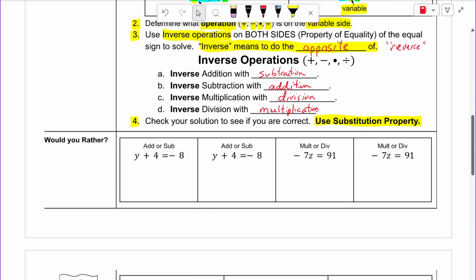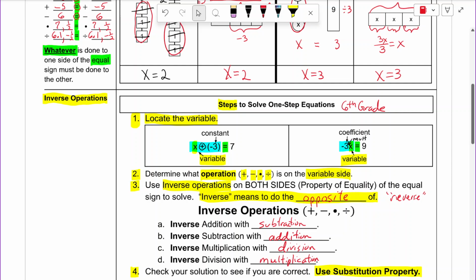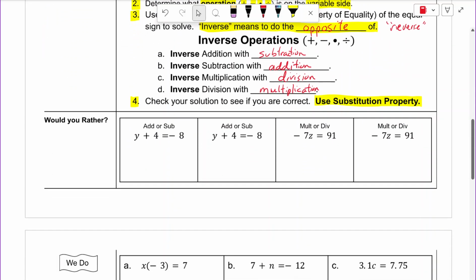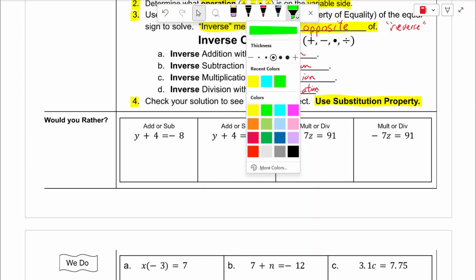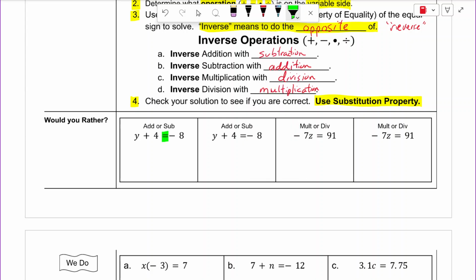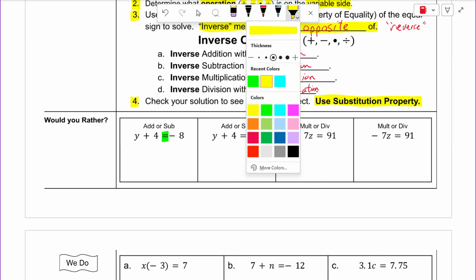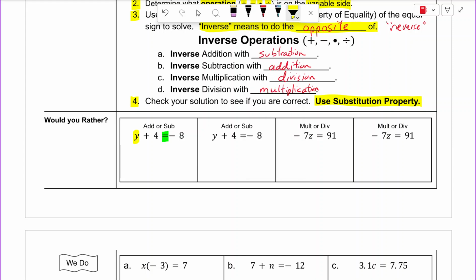All right. Before we get into the we-dos, let's do a would you rather. All right, backing up to our events up here, we know that there are two sides to an equation. So I'm going to take my highlighter in green and I'm going to highlight the equal sign. And that's just going to tell me that there are two sides. Okay? Then I will locate the variable, and my variable is right here, y. And then I'm going to say what's happening to it. Well, we are adding 4. So we're adding a positive 4.